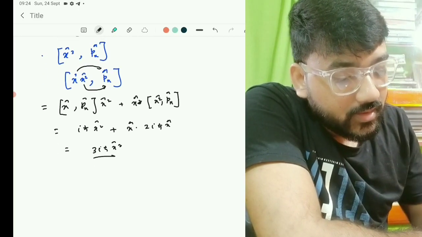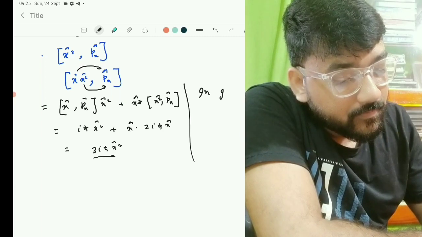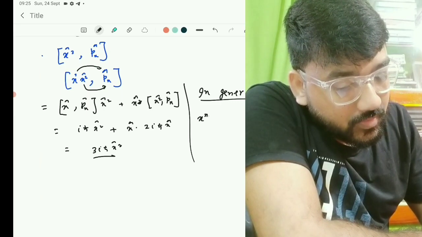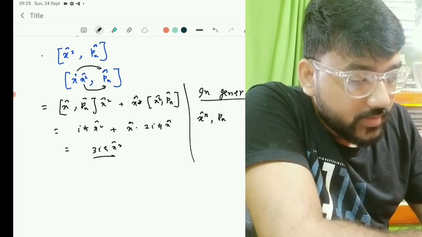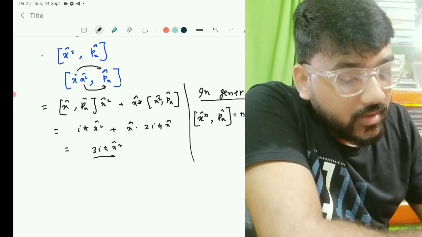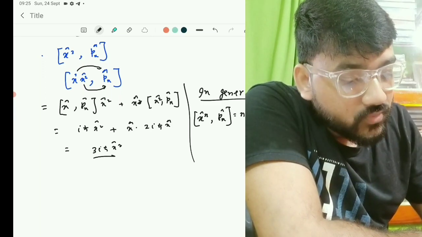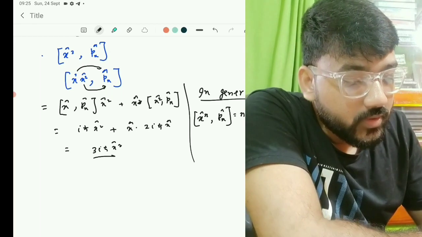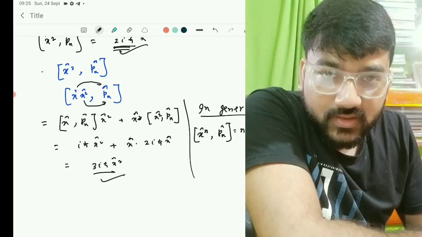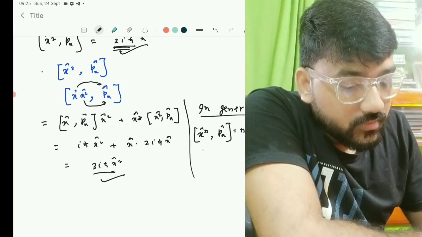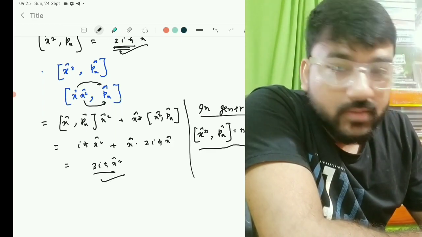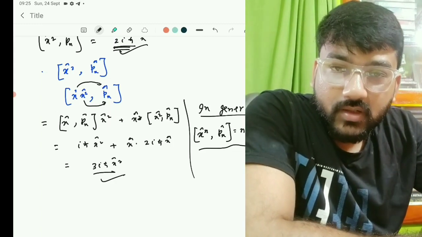So what you can write in general actually, now if you want to write in general, then if you have x to the power n cap with px cap, that will be just niℏ cross x cap to the power n minus 1. If you put n is equal to 2, then you will get this relation, and if you put n is equal to 3, then you will get this relation. So you can see, we can conclude with a general result when x to the power n and px cap, and we can remember this result to get your answer very quickly.